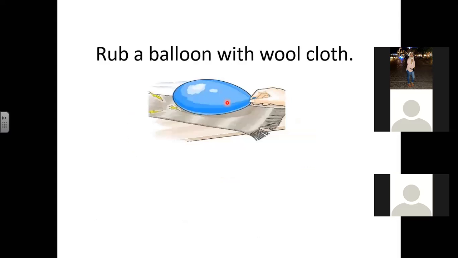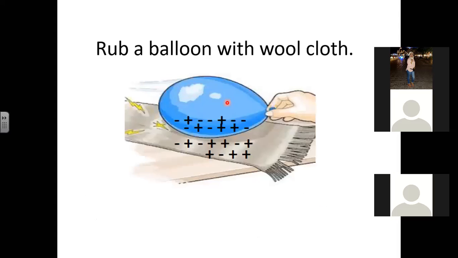Now, when you bring this balloon and put it next to your hair, what will happen? It will get stuck to the positive charge in your hair, and this is what makes your hair stick to the balloon, because the negative charge in the balloon is attracting the positive charge in your hair.